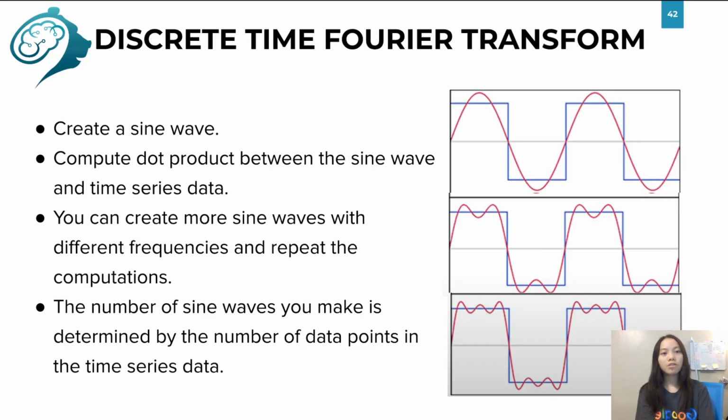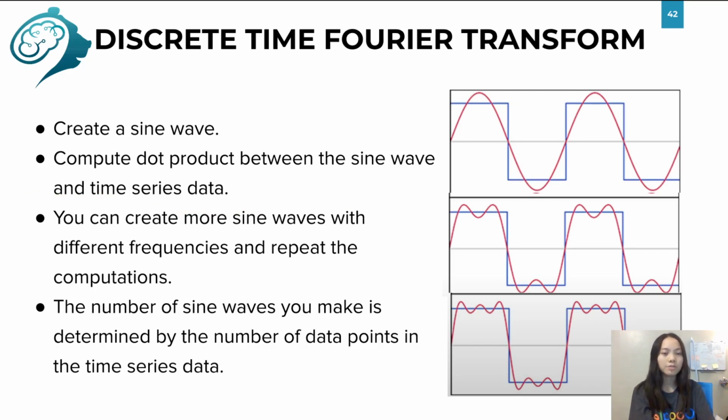Now we can compute the discrete time Fourier transform. The idea behind this is very simple. First, you need to create a sine wave, and the original data here is in purple. This is the original data, the one that looks like squares, and you need to approximate the original signal, which is the square wave in this example. The first step corresponds to creating a sine wave and then computing the dot product between the sine wave and the time series data.